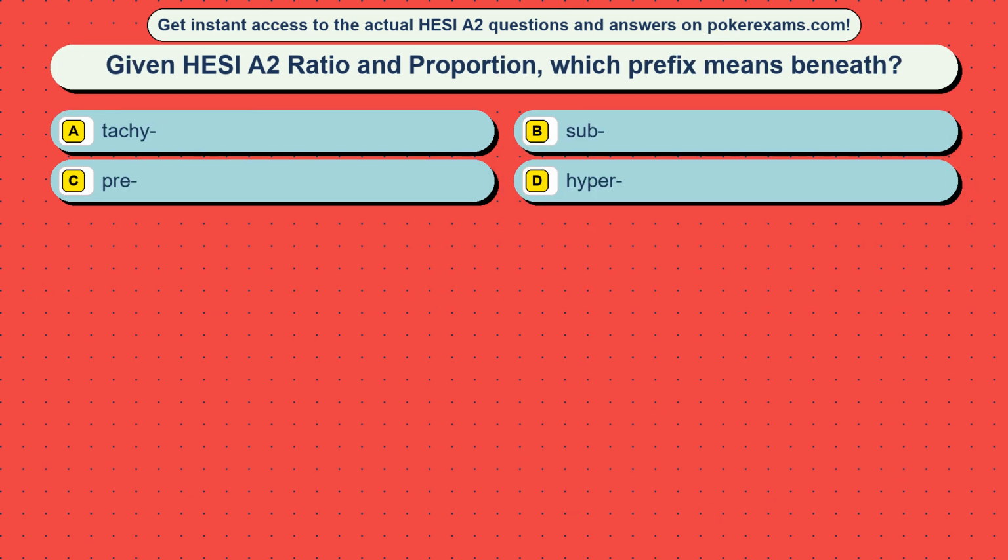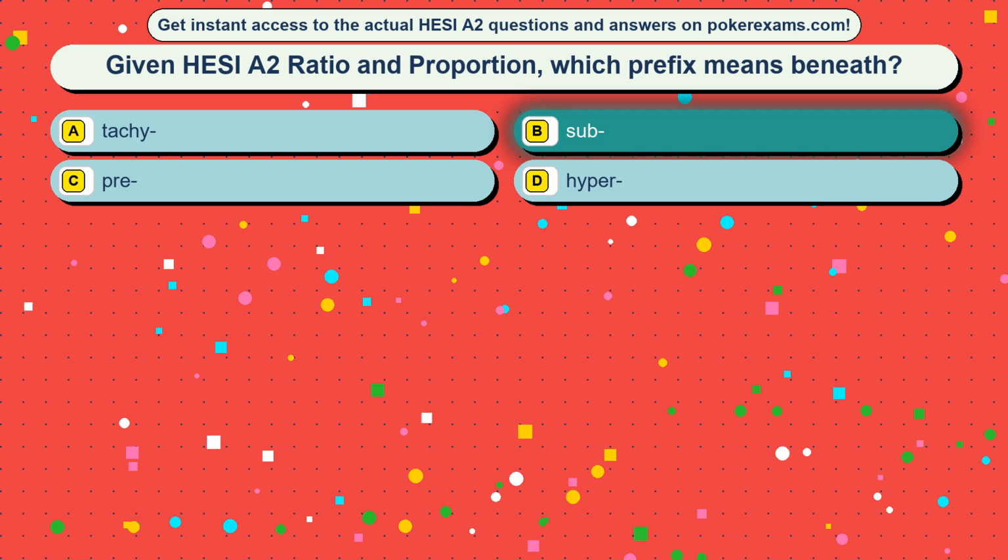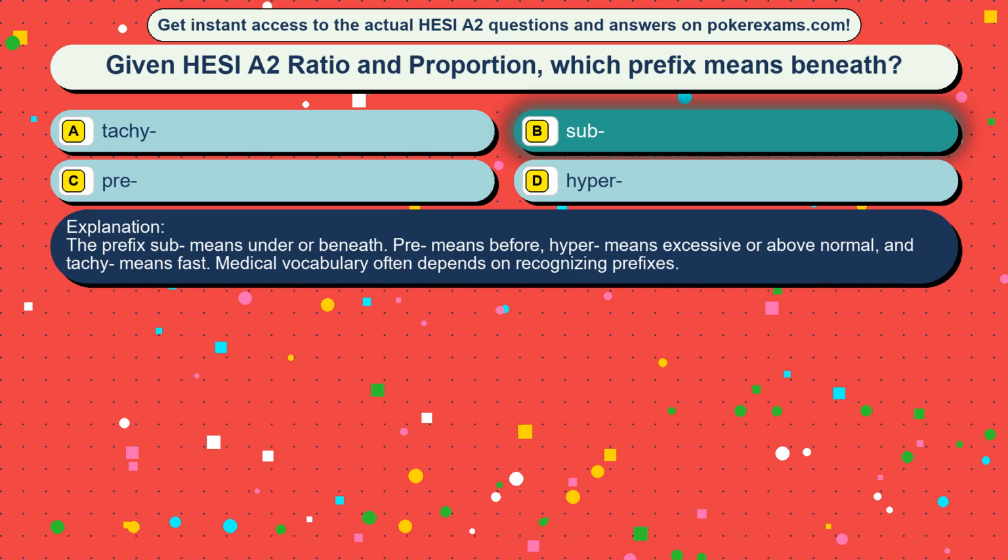Question 28. Given HESI A2 ratio and proportion, which prefix means beneath? Option A, tachy. Option B, sub. Option C, pre. Option D, hyper. The correct answer is option B, sub. The prefix sub means under or beneath. Pre means before, hyper means excessive or above normal, and tachy means fast. Medical vocabulary often depends on recognizing prefixes.